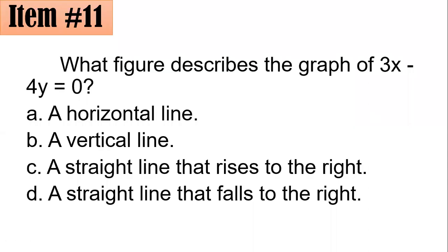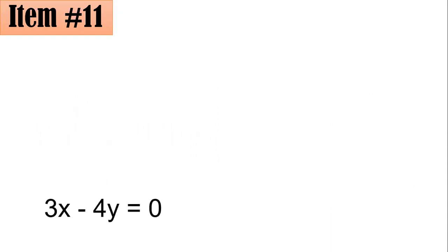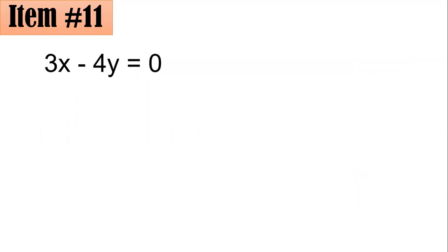Let's move on to item number 11. What figure describes the graph of 3x minus 4y equals 0? Is it a horizontal line, a vertical line, a straight line that rises to the right, or a straight line that falls to the right? Which of these? So to do such, we may want to find the slope of this.